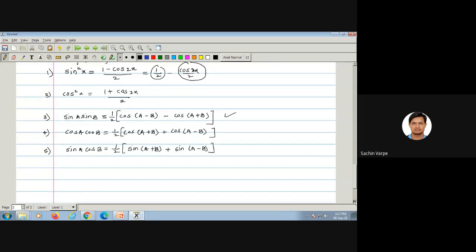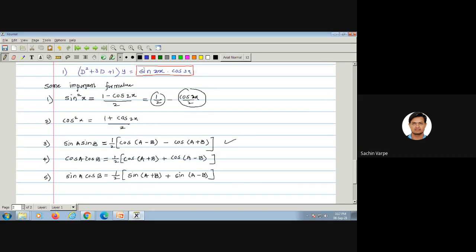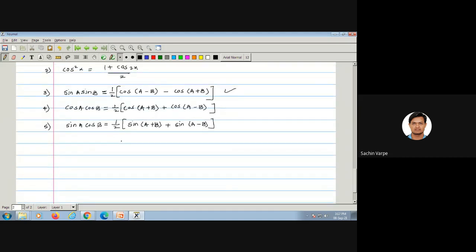Okay. Now, I think these are the only formulas by which we can convert higher order sine and cos into linear sine and cos expressions.